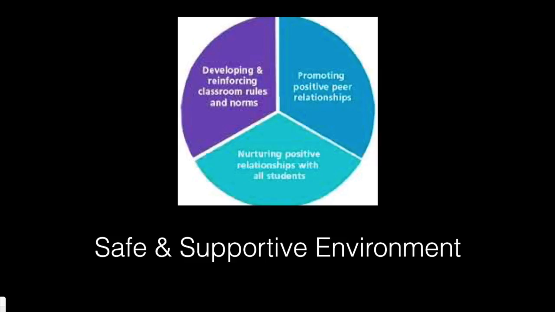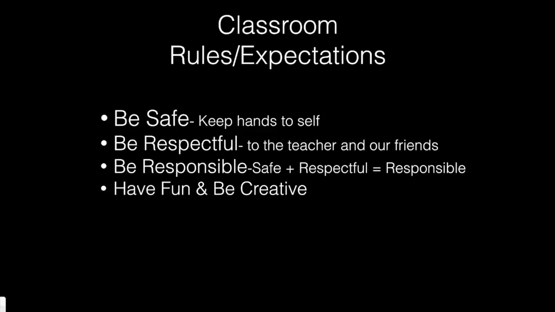Active learning enforces a safe and supportive environment by developing and reinforcing classroom rules, promoting positive peer relationships, and nurturing positive relationships with all students. Our 4 basic rules are: be safe by keeping our hands to ourselves, being respectful to the teacher and our friends, and by doing number 1 and 2, we automatically are being responsible. And if we do all 3, we can have fun and be creative.